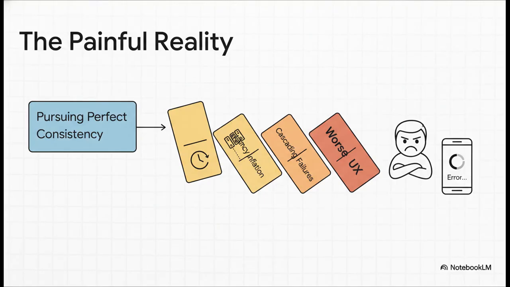Because in the real world, chasing that academic perfection adds a ton of coordination that just bloats the latency. It creates all these dependencies between systems that can lead to cascading failures. And what's the end result? You get a system that's slower, more brittle, and delivers a much, much worse experience for the user.